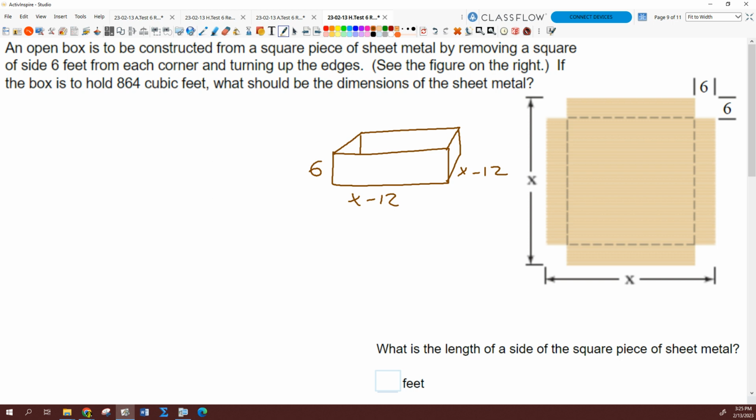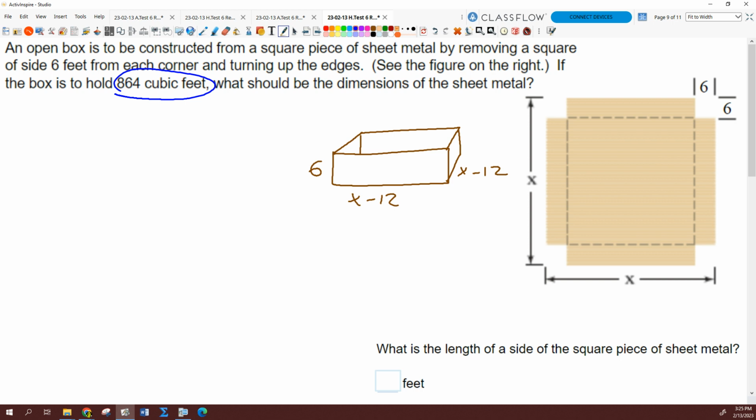So that's how we bent that sheet metal to create that thing, okay? And then probably welded the sides or something, right? Okay, so it tells us if the box is to hold 864 cubic feet, sorry, what should the dimensions of the sheet metal be that we started with?